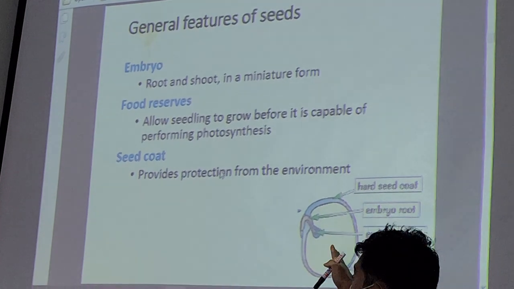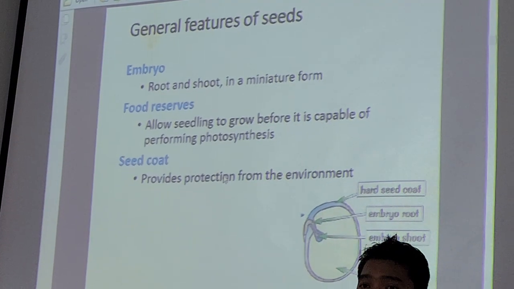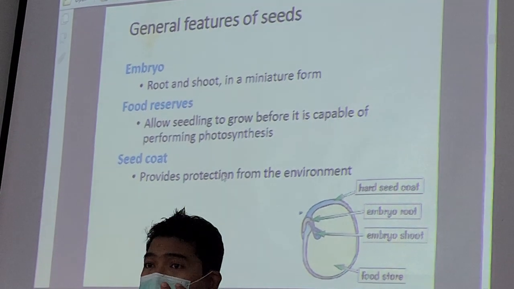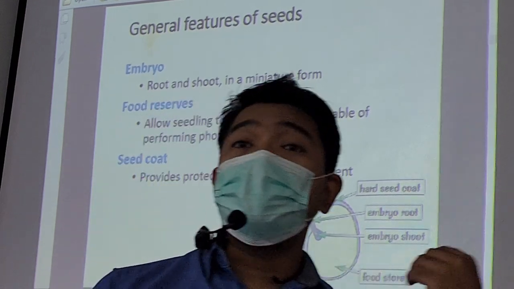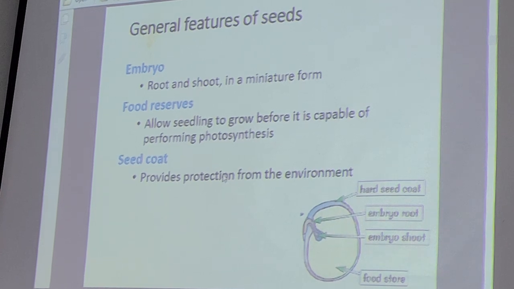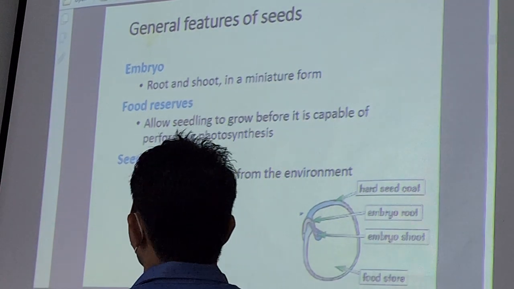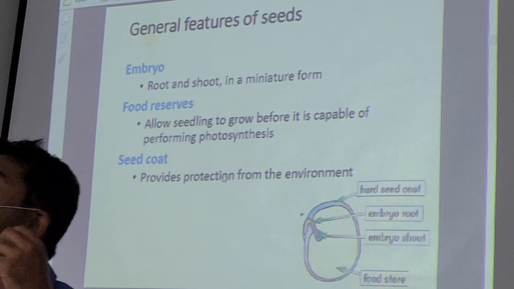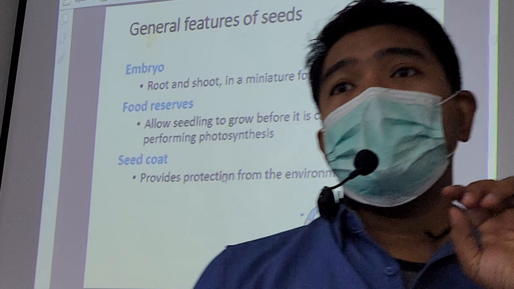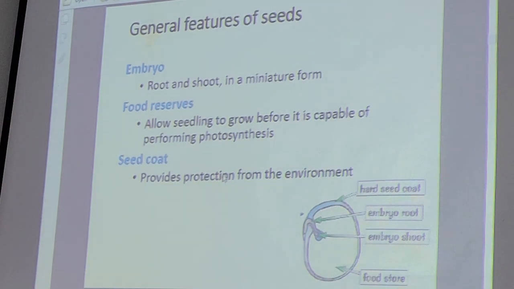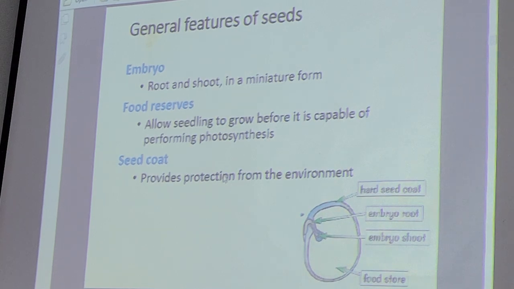In the case of this seed, which looks like a bean seed, it's got the embryo. From the embryo, you will get the root, stem, and leaves later, once the seed has germinated. And then you've got the food reserve. Food reserve in the seed, depending on the species of the plant, can come in two forms: either endosperm or a specialized structure called cotyledon, right?